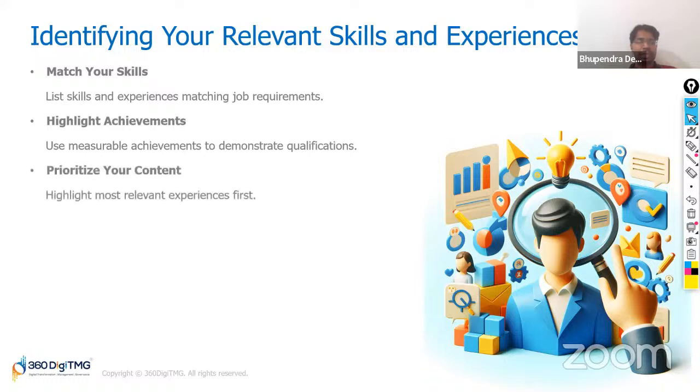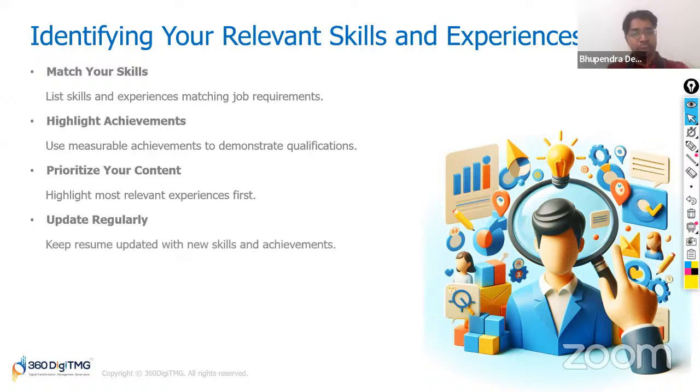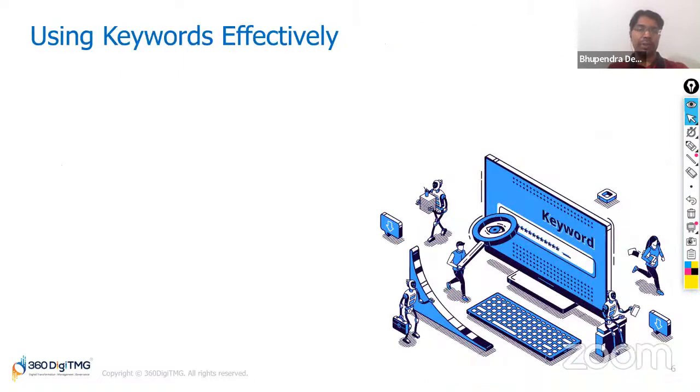Now, prioritize your content. Whatever is important should be highlighted first. For example, your recent job role should be highlighted first and others later. Now, you should update your resume regularly. Yes, an updated resume is important so that you are learning new skills every single time and adding them to your resume. It will be more visible to the recruiter, right? So you learn new skills and you update your resume in that way.